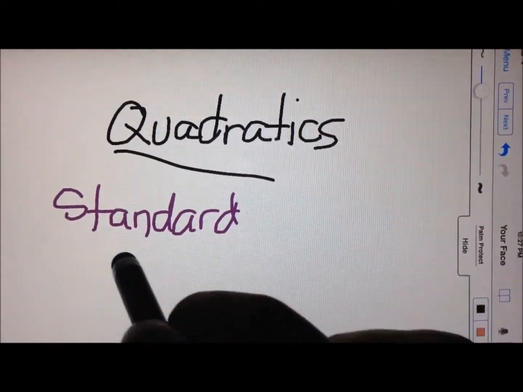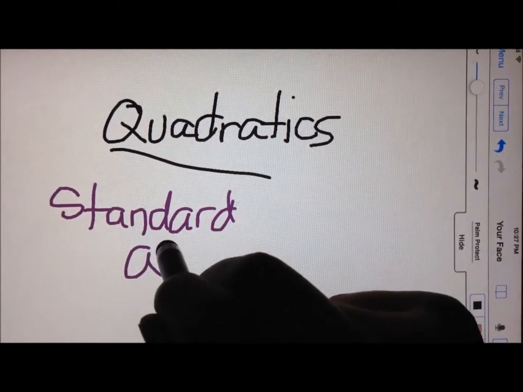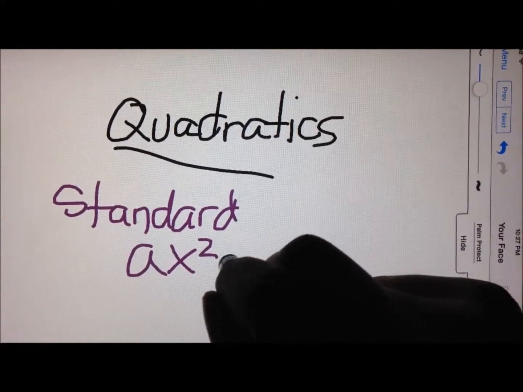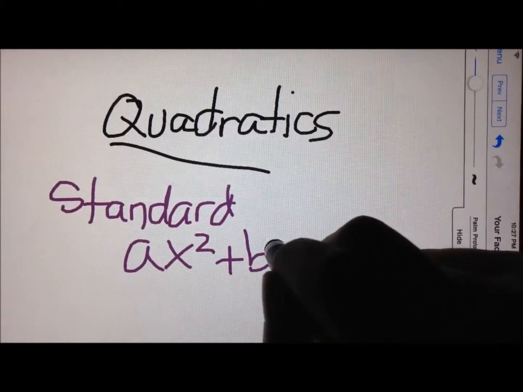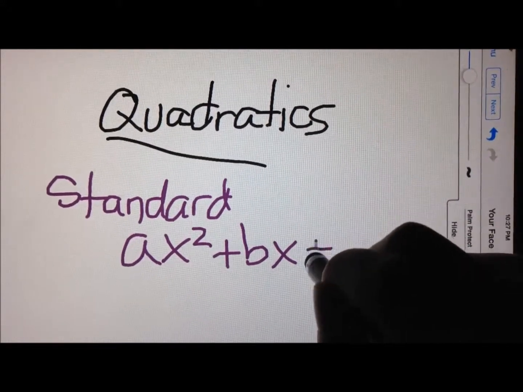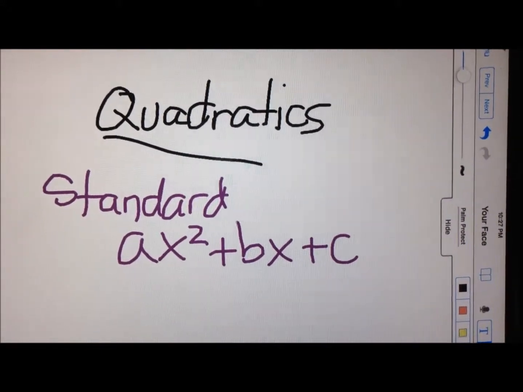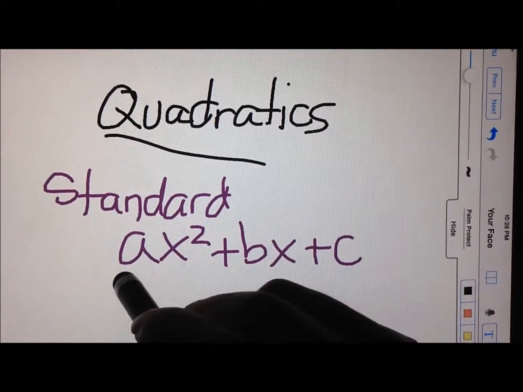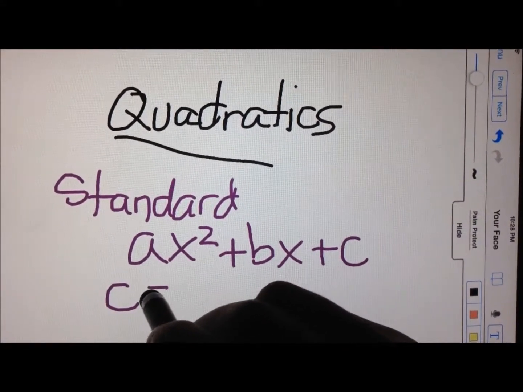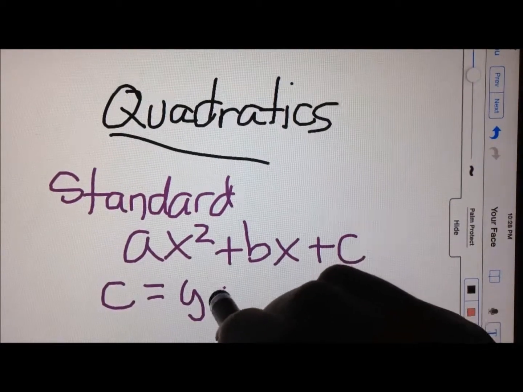Which is ax squared plus bx plus c. That is the standard for any quadratic where c equals the y-intercept.